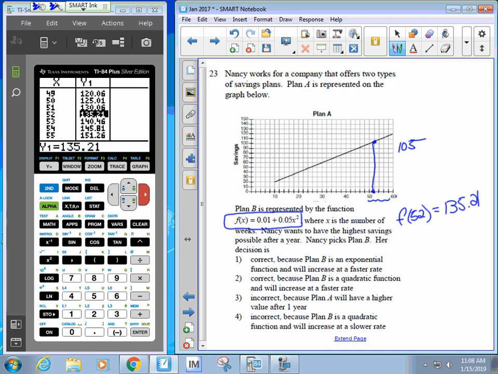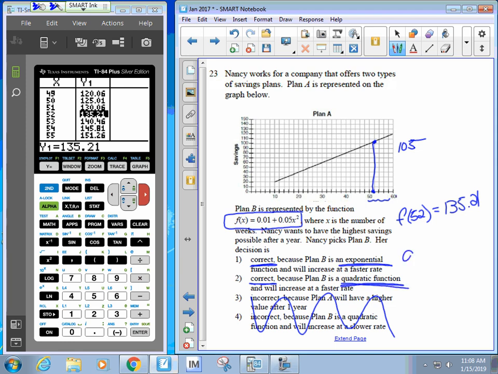So Nancy picks Plan B. Her decision is correct because she's going to have more money. Now, if we look, there's two that say correct. These say incorrect, so we won't look at them. Now, they don't say because Plan B is higher. They both say that Plan B will be higher, but they say it for different reasons. One of them says Plan B is exponential. The other one says Plan B is quadratic.